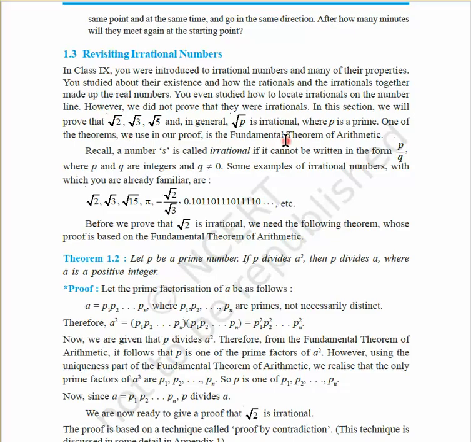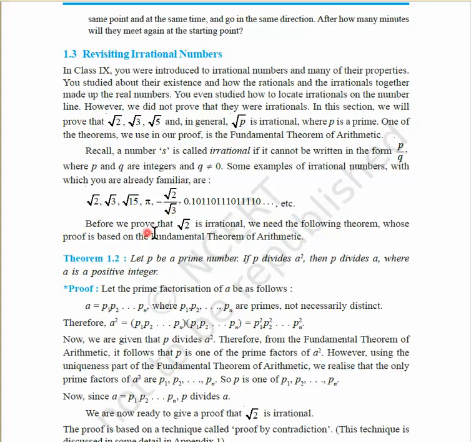One of the theorems we use in our proof is the fundamental theorem of arithmetic. Recall, a number is called irrational if it cannot be written in the form p upon q, where p and q are integers and q is not equal to 0.